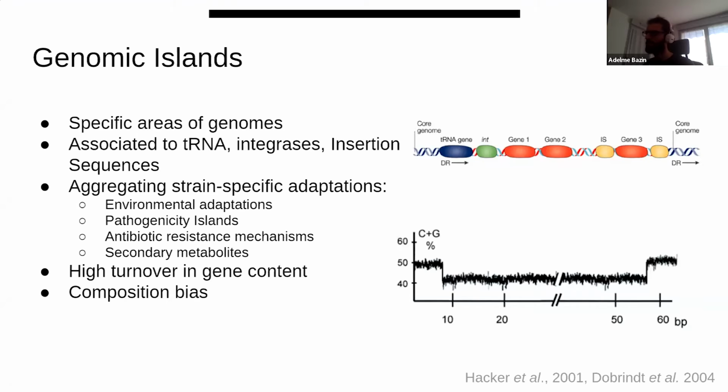Those genomic islands display a very high turnover in terms of gene content, as I illustrated on the previous figure. And they also have a composition bias, meaning that they have a different GC content compared to the rest of the genome, sometimes, but not always. Because of this, we expect genomic islands to consist mostly of shell or cloud genes. So we chose to design a method based on the pangenome partitions to try to find those genomic islands.